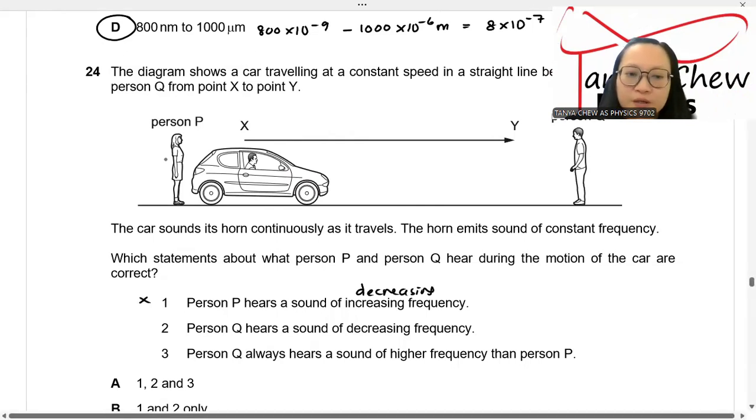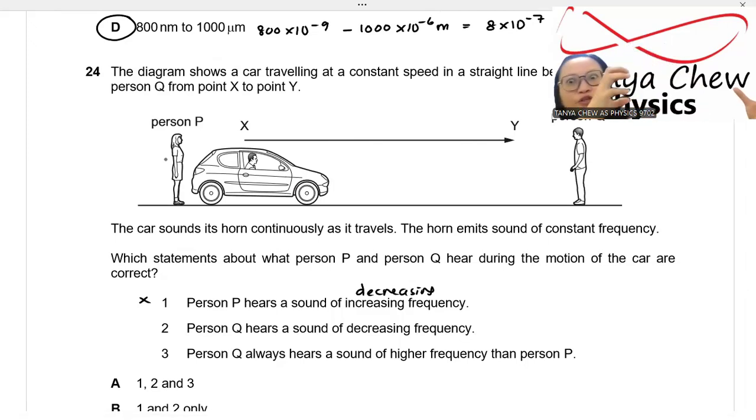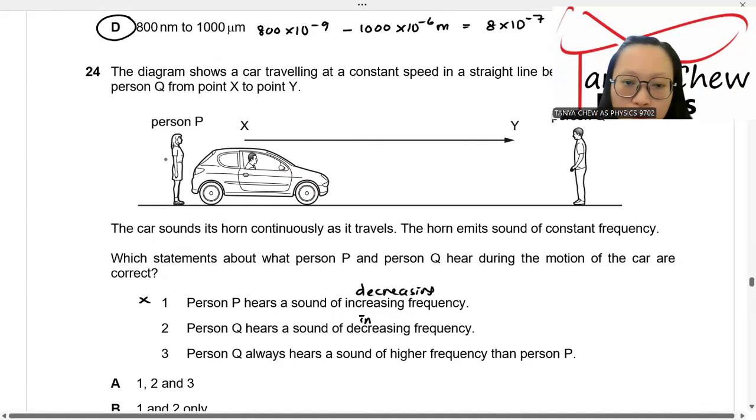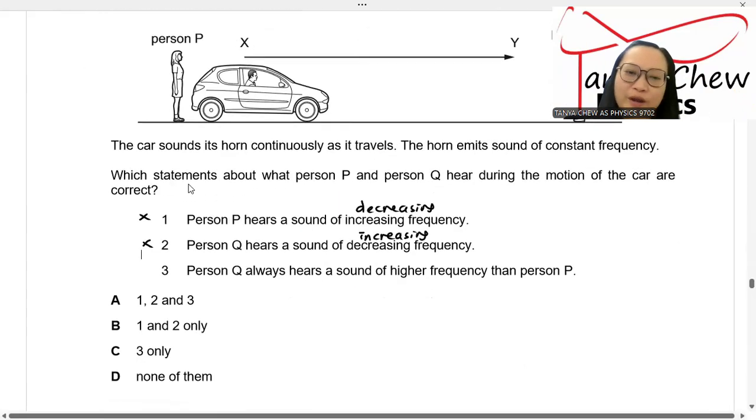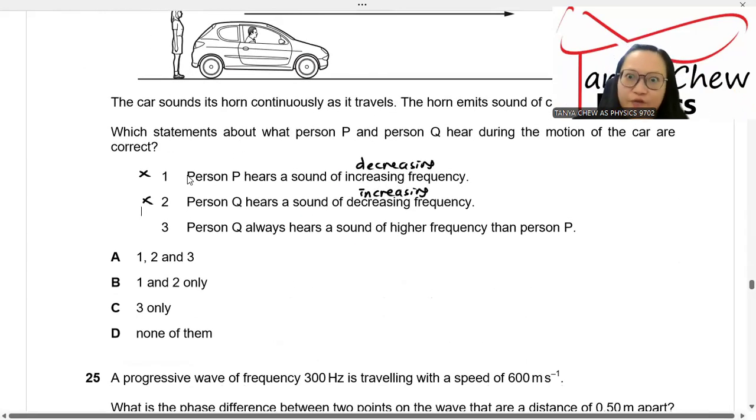Number 2, person Q hears the sound with decreasing frequency. The car is moving towards person Q, so person Q will hear the sound of increasing frequency. This is also wrong. Number 3, person Q always hears a sound of higher frequency than person P. This is definitely correct because the car is moving towards Q.